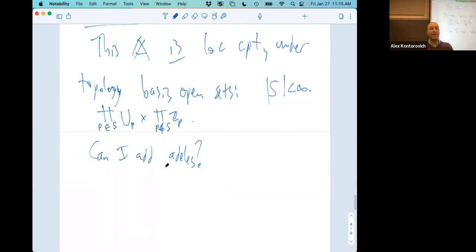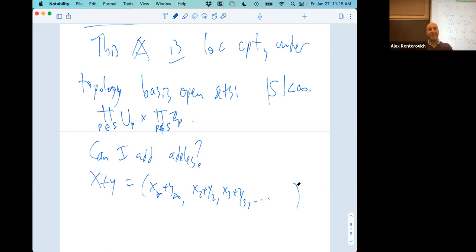Okay, can I add Adeles? So this seems preposterous. How could you not be able to add Adeles? But of course, if I have an Adele X and another Adele Y, their sum, if it's going to be anything, is going to be the pointwise sum. But when I take this pointwise sum, do I have any guarantee that, knowing X is eventually in ZP and Y is eventually in ZP, their sum is in ZP?